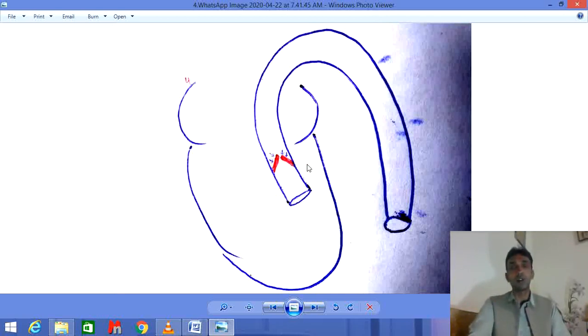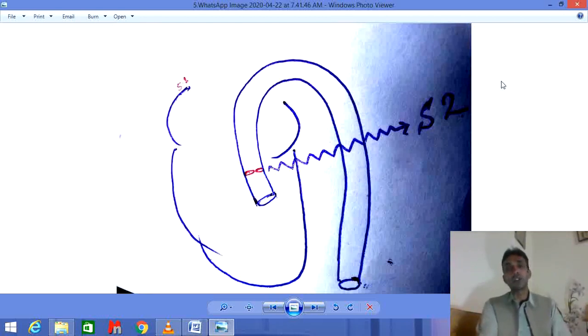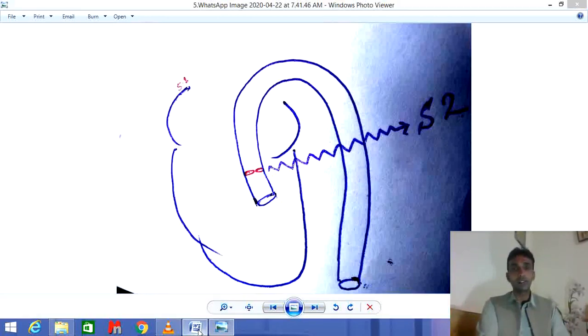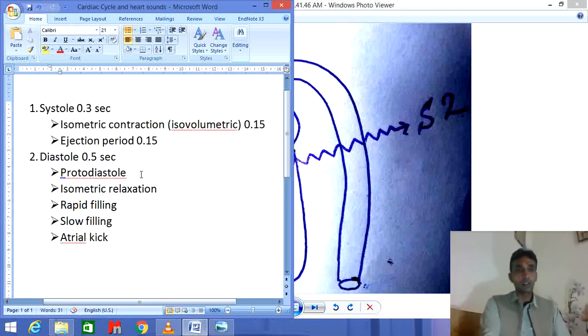And after closing of this valve, when this valve becomes closed, the S2 sound is created, because when this valve becomes closed, over here and over here both pressures become the same. The pressure in the ventricle and the pressure in this area become the same, and this leads to vibration. A vibration is created in the semilunar valve of the aorta or the pulmonary trunk, and this leads to the generation of a sound, and that sound is called the S2 sound. This is the second sound of the heart, and you can listen to this sound after the protodiastole.